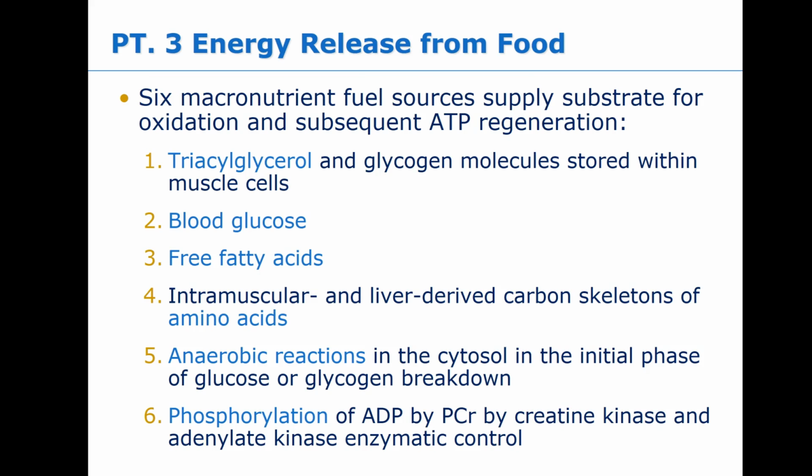The final component of Chapter 5 is Part 3, and this goes into detail in regards to the energy released from food. Our body depends on 6 macronutrient fuel sources to supply substrates for oxidation and ATP regeneration. So before we go on, let's review. This whole chapter is about bioenergetics, or the energy systems present that allow biologic work to take place. We have discussed the first immediate energy system and its processes. So we've talked about the anaerobic ATP-PCR immediate energy system that operates without the presence of oxygen.